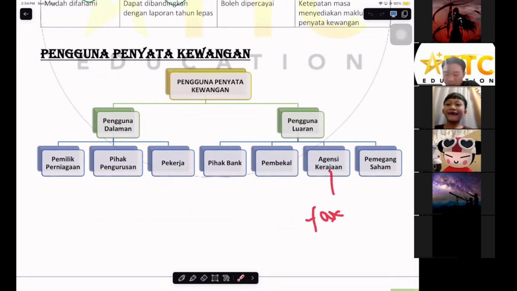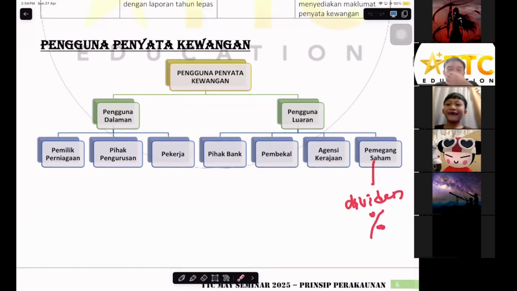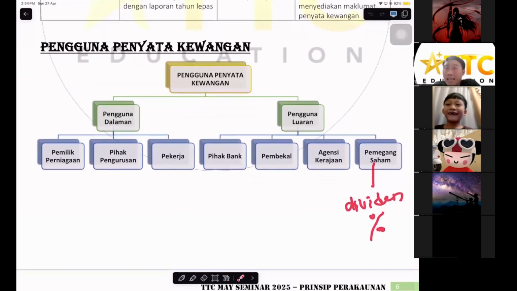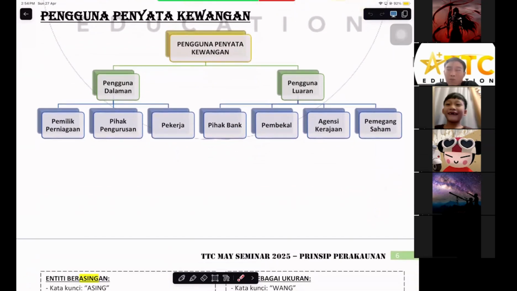Kerajaan, they want to know your taxation. Are you reporting the correct tax or are you hiding something? Saham, the investors, pemegang saham, want to know how much dividend they can get back from their investments. Dividend will be their interesting point to look at. Dividend is something like interest for the shares that you invest in the company. The company gives you something back in return. That is dividend.